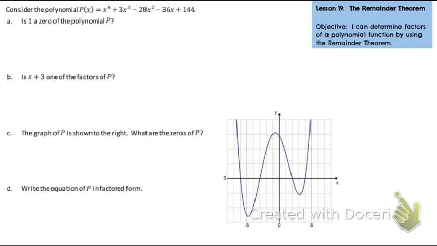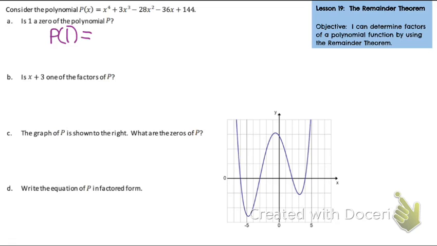So it says, consider the polynomial p of x equals x to the 4th plus 3x cubed minus 36x plus 144. Question: is 1 a zero of the polynomial p? Well, if it is a zero, then when we plug 1 in, it should cancel out. We should end up with 0. So let's plug it in.